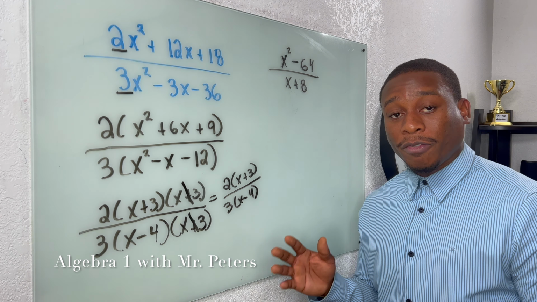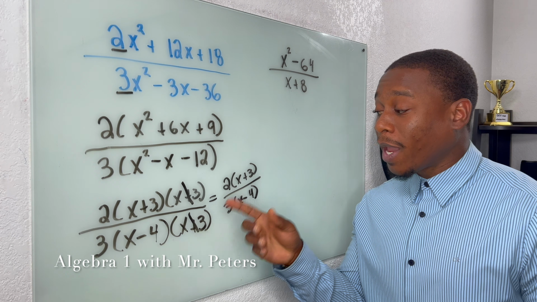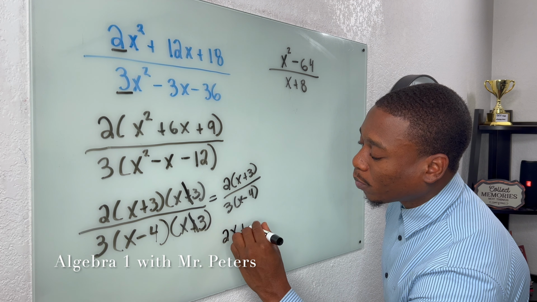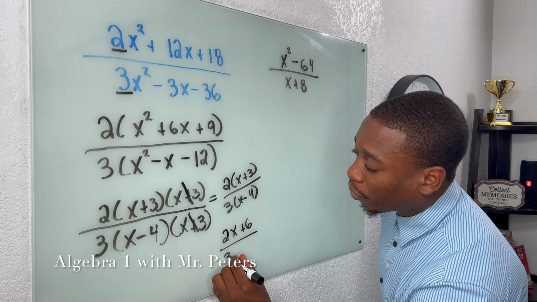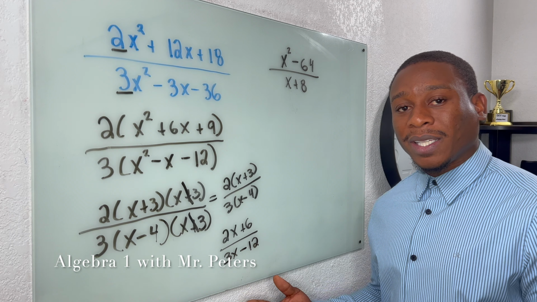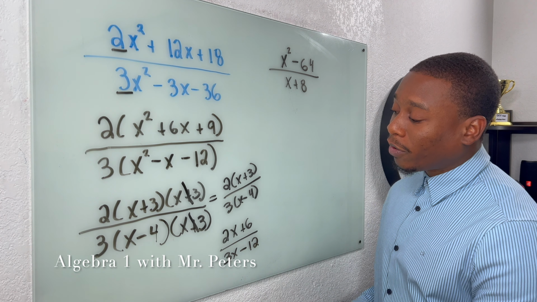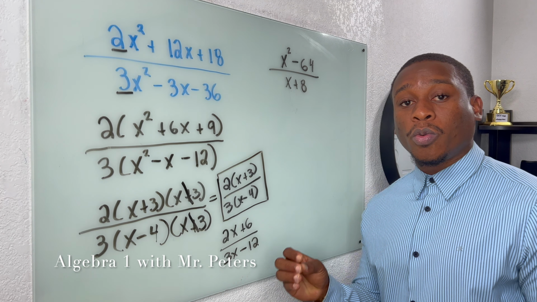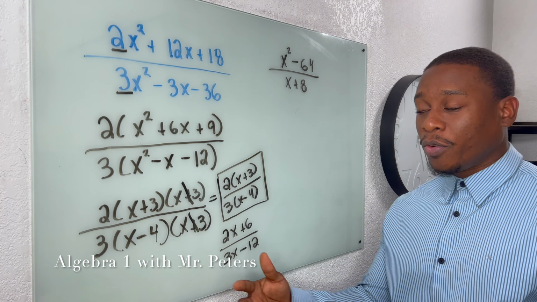Now, please be advised that sometimes they may actually distribute this, and your final answer would be 2x plus 6 over 3x minus 12. They'll do something like this, but typically they're going to leave it in the most simplified version. But just please know or be able to recognize both.